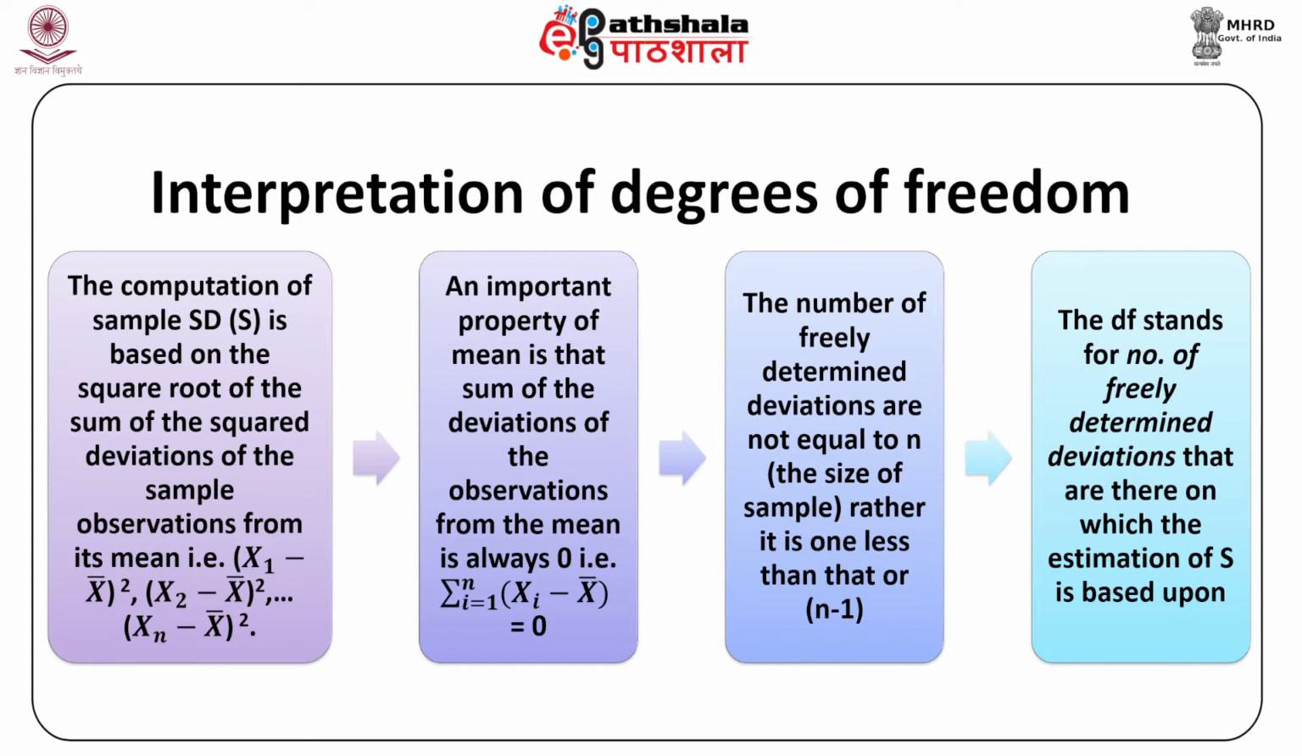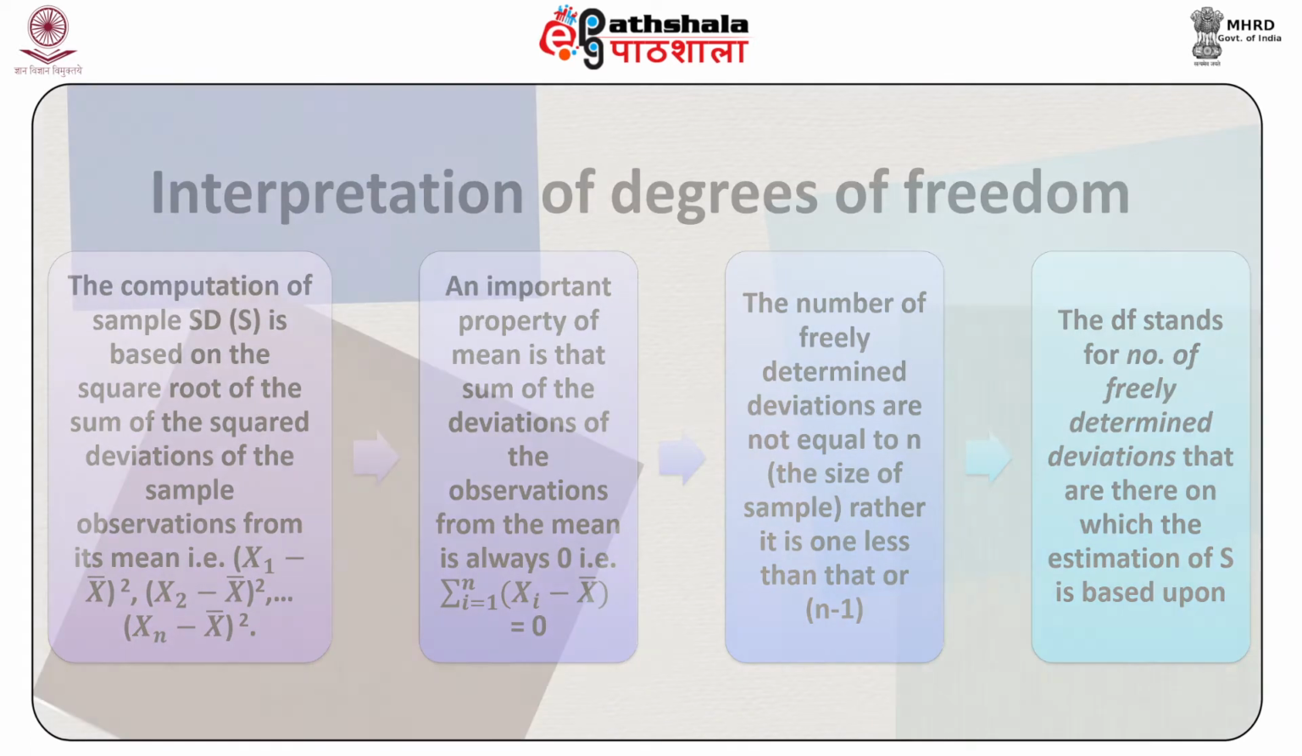So the number of freely determined deviations is not equal to n, which is the size of the sample. Rather, it is 1 less than that, or n minus 1. The degree of freedom stands for the number of freely determined deviations on which the estimation of S is based. So we have total n deviations, but the freely determined deviations are 1 less than the n, and that is why we have n minus 1.